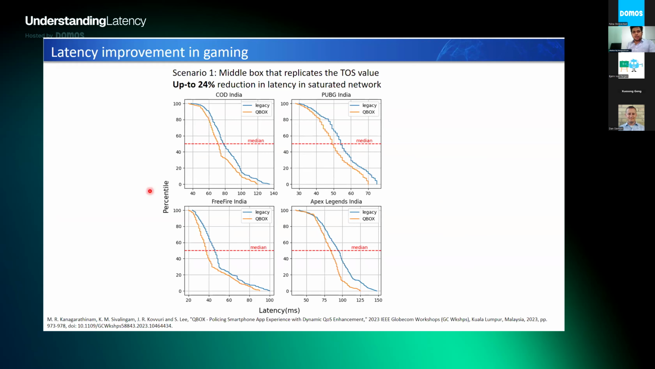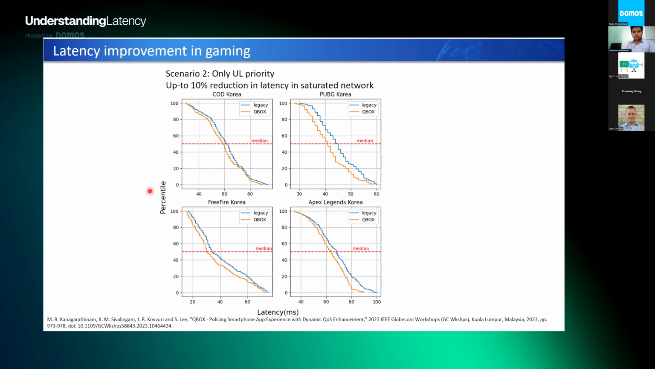I built two scenarios. I had a middlebox, a fixed box which just replicates the TOS values. So when I set 0x80, the middlebox sends the downstream also with 0x80. When I was able to modify the access category or the mapping of both uplink and downlink, I saw a very good impact: up to 20 to 24% improvement in a saturated network condition. And when it was just the uplink, I saw up to 5 to 10%. So there was not much benefit, but it was a pretty decent end-to-end latency improvement.